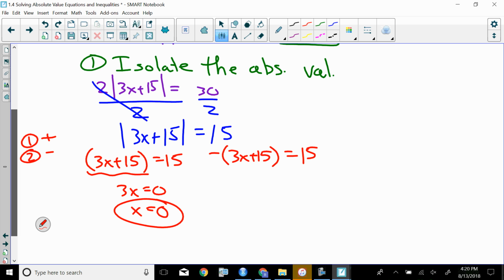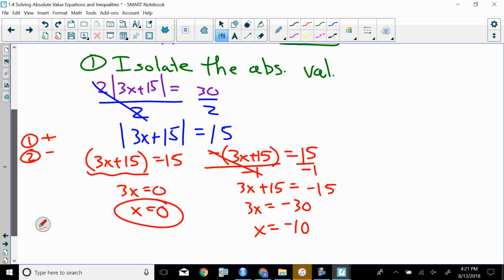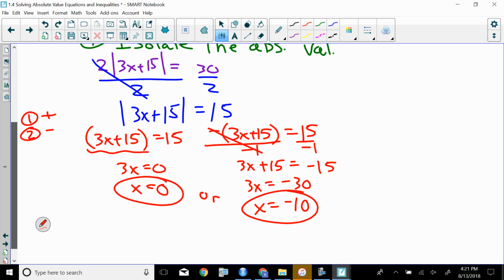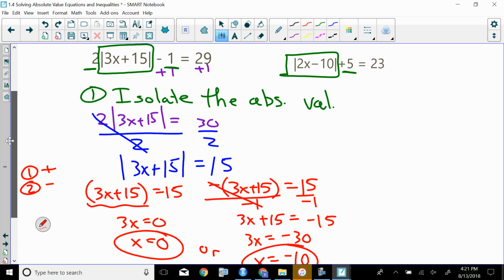That's 0 there. I don't like this negative 1, get rid of it. I get 3x plus 15 equals a negative 15, again because these negative 1s cancel. Subtract 15, I would get a negative 30. Divide and I get negative 10. And I have my 2 answers. I am now going to pause, and I am going to let you try the other.